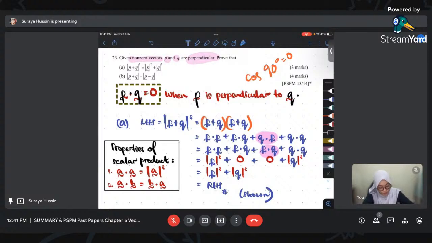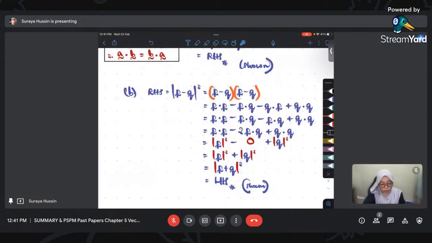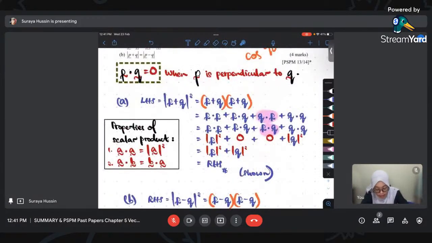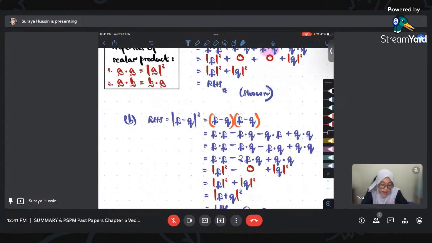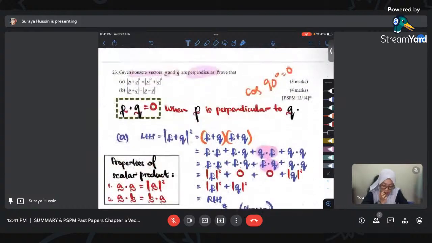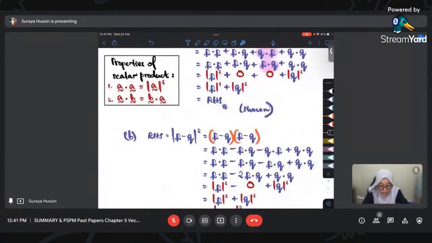Subjective. Okay, manakala yang bawah ni pula, Miss, kenapa Miss start dari kanan? RHS. Kenapa Miss tak nak start dari left juga? Why do you want to start from the right? In fact, Miss ambil square. Kenapa Miss tambah square?